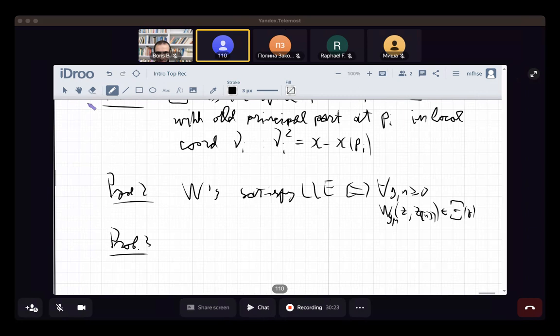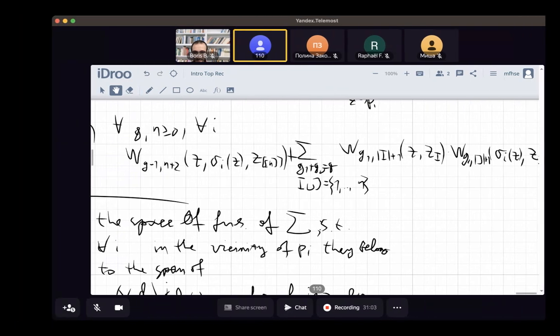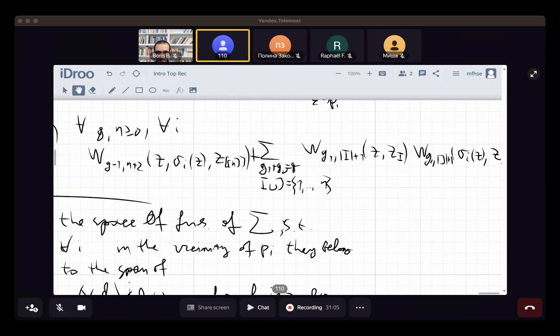Again, the same thing, W's satisfy QLE. Again, whenever, so here I need another definition. If you remember in this quadratic equation, let us go a little bit back, we had some expression involving W where you plug Z and sigma of Z. But what if we put here, instead of sigma of Z, again just Z?